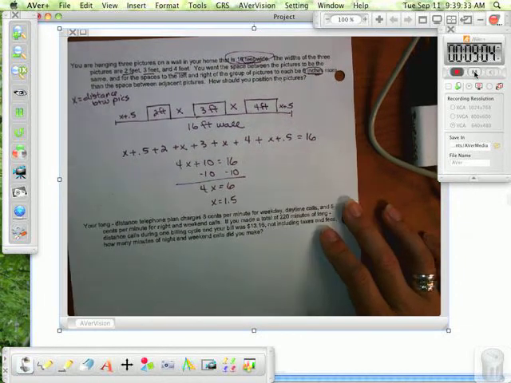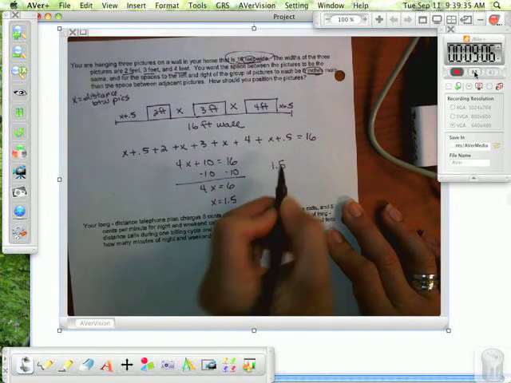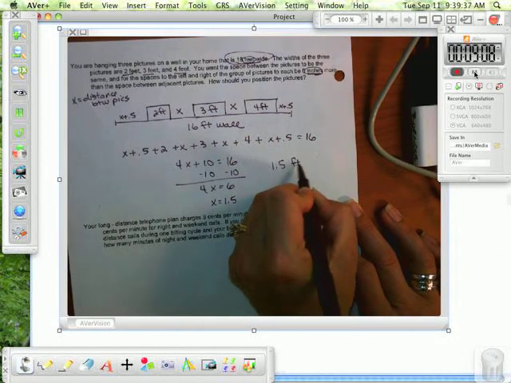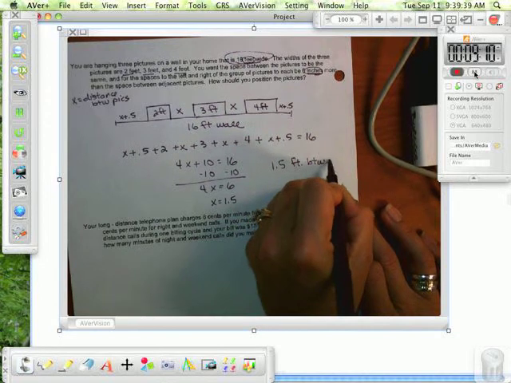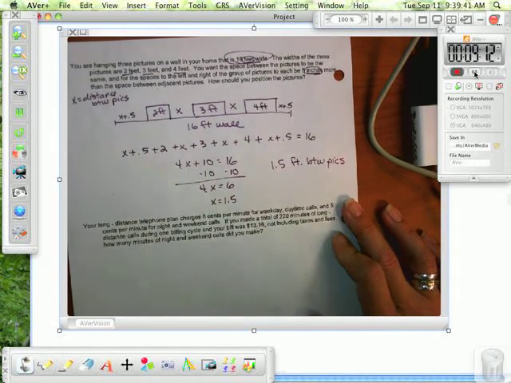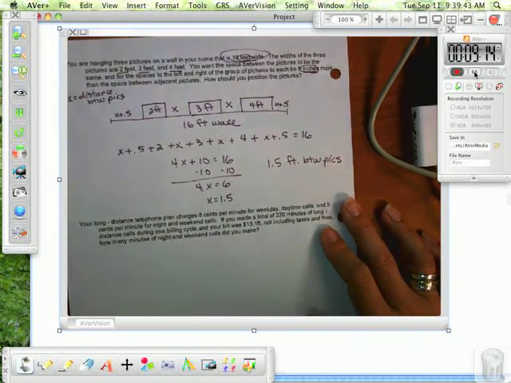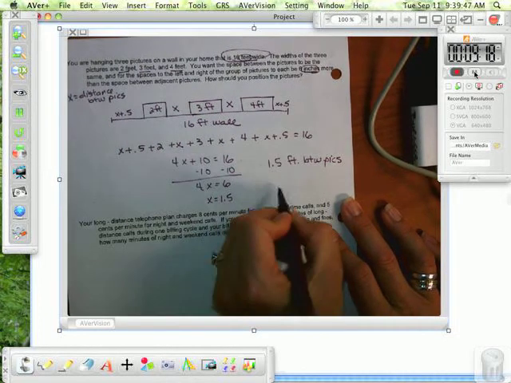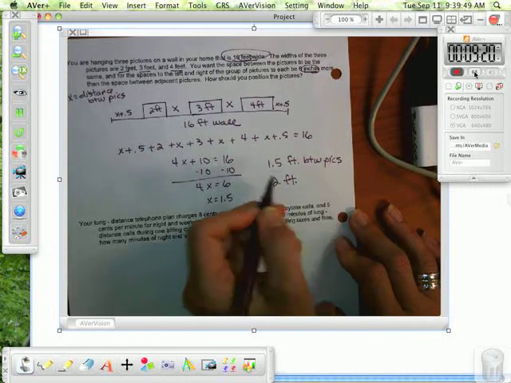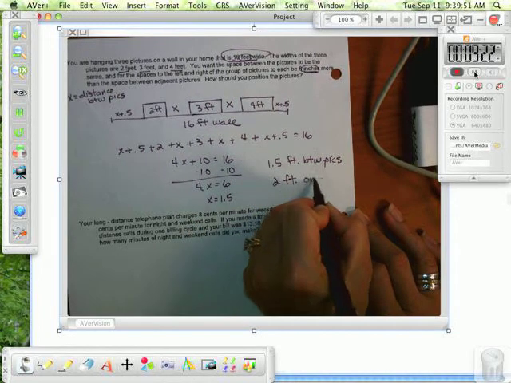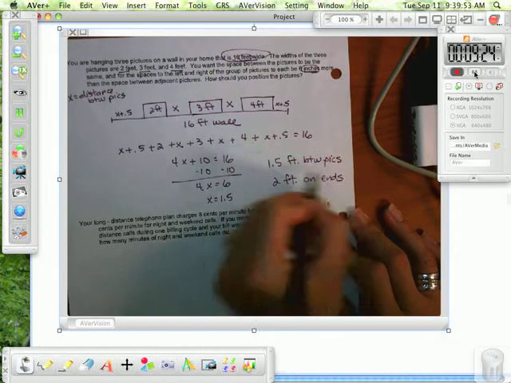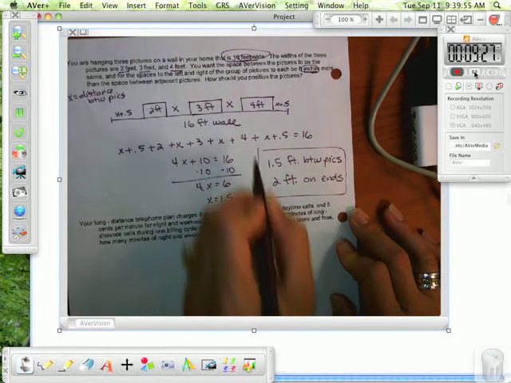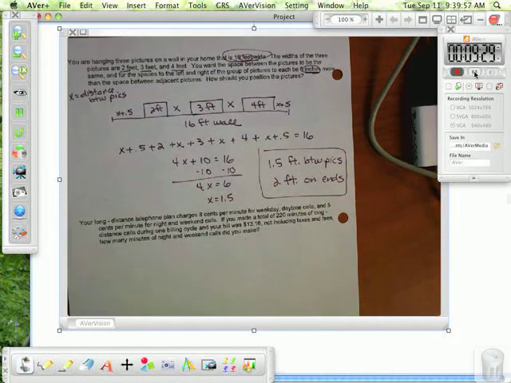So that means I have 1.5 feet between the pics. And I have what on the end? 2 feet on the end. Whew, wasn't that fun? See how the picture really helps?